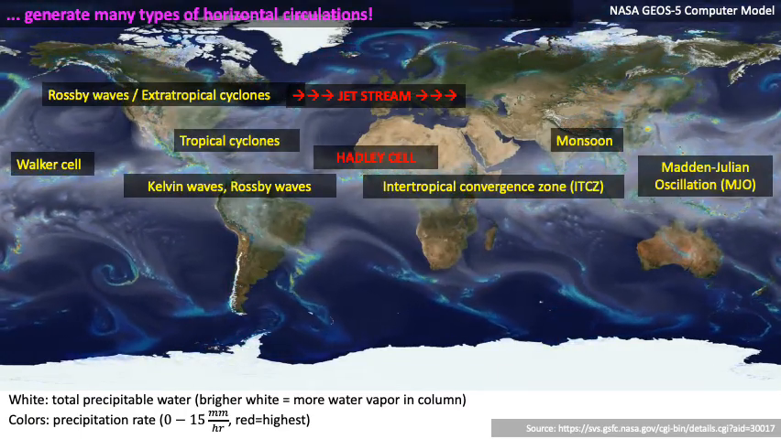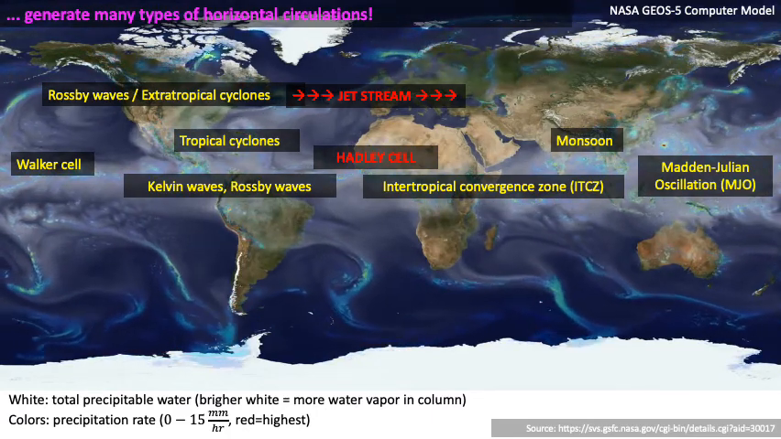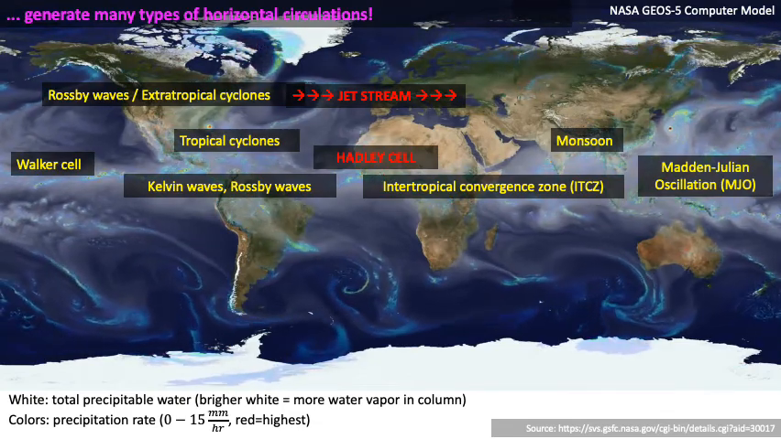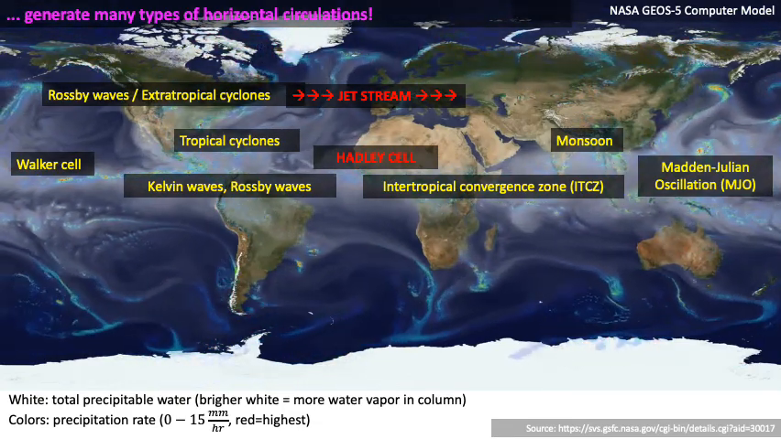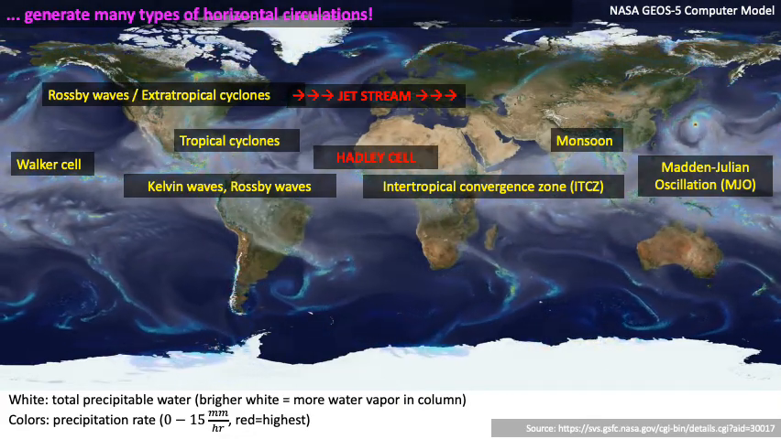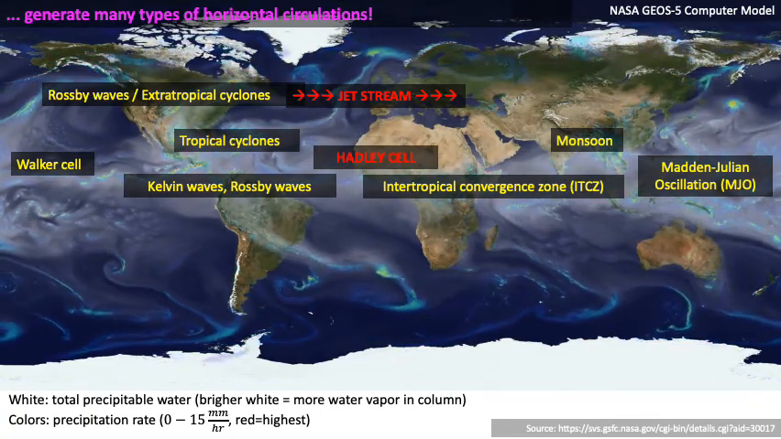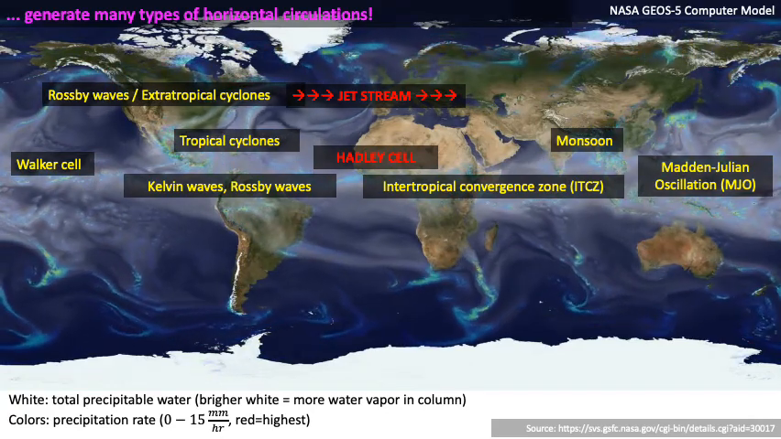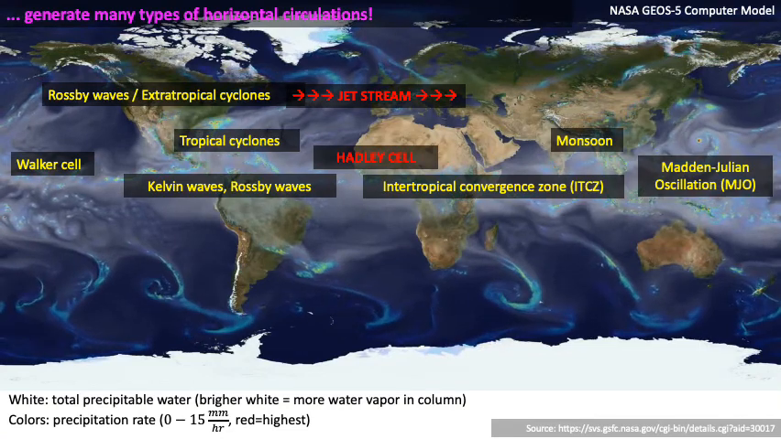And as part of this, within the system is a range of other waves and circulations. You've gotten really introduced in depth to Kelvin and Rossby waves, for example, in the equatorial region. There's also the intertropical convergence zone, which is really just the ascending part of the Hadley cell where there's lots of rain. You also have other circulations: the Madden-Julian oscillation and the Walker cell, and then the monsoon, which we'll talk about next. Tropical cyclones is something that we probably won't talk much about.